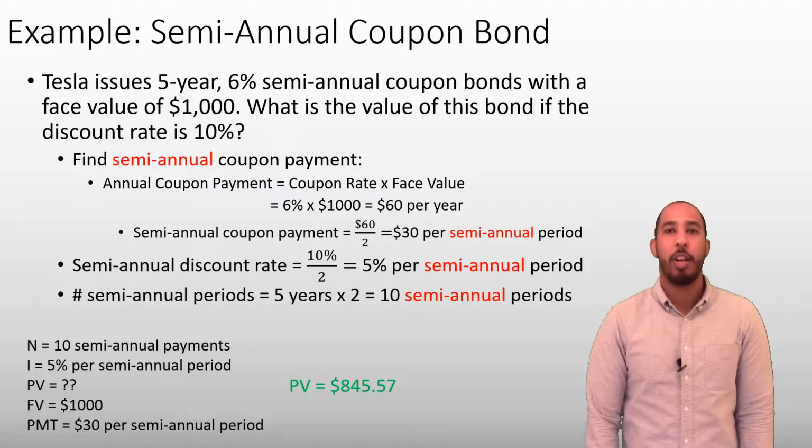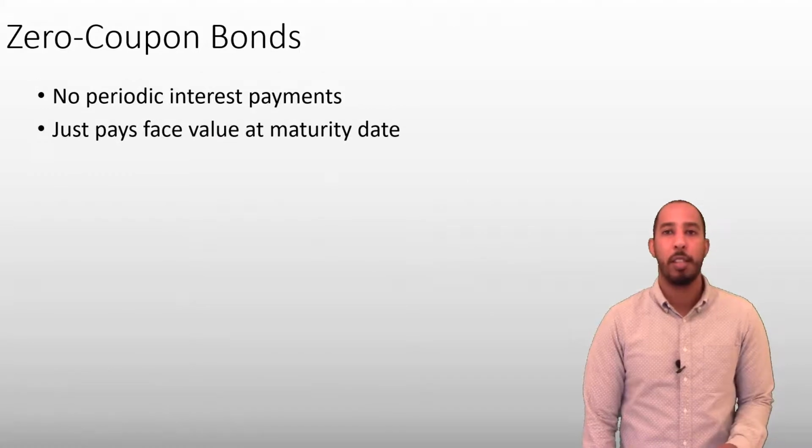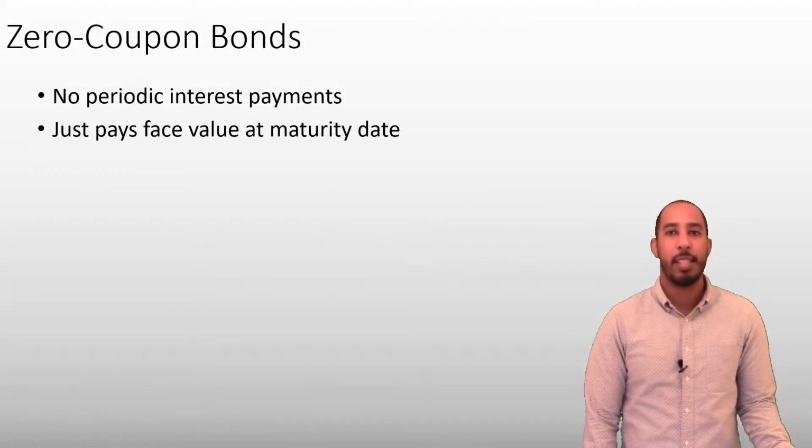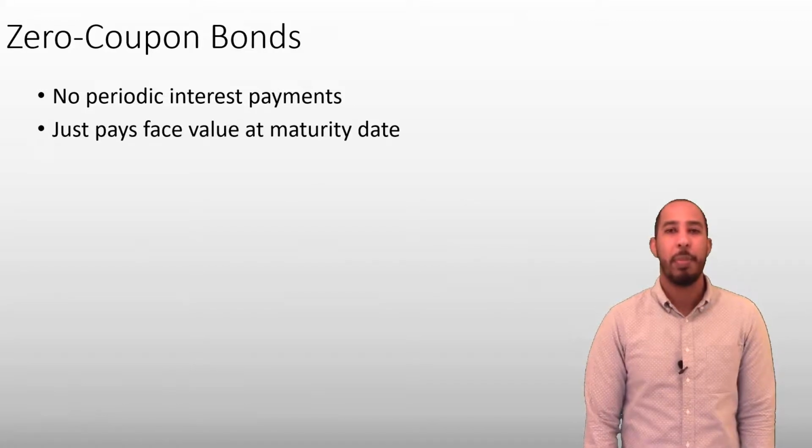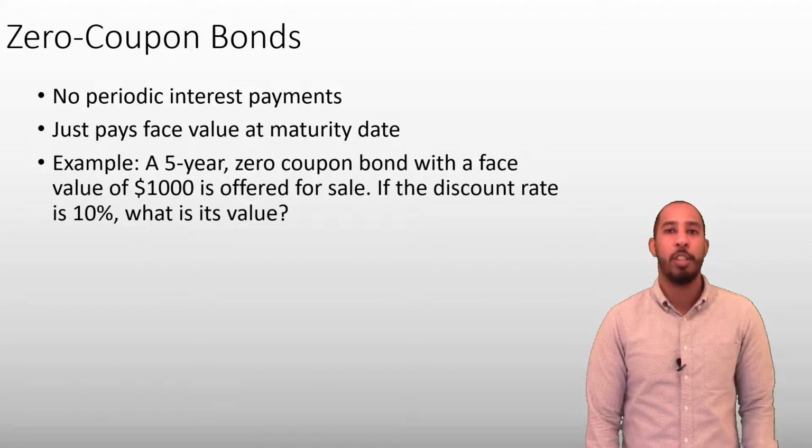Another type of bond out there is called zero coupon bonds. And just like the name suggests, this is a bond that doesn't make periodic interest payments. Instead, it just has one single cash flow. It pays the face value at the maturity date. This type of bond turns out to be extremely simple to value. Let's run through an example to illustrate this.